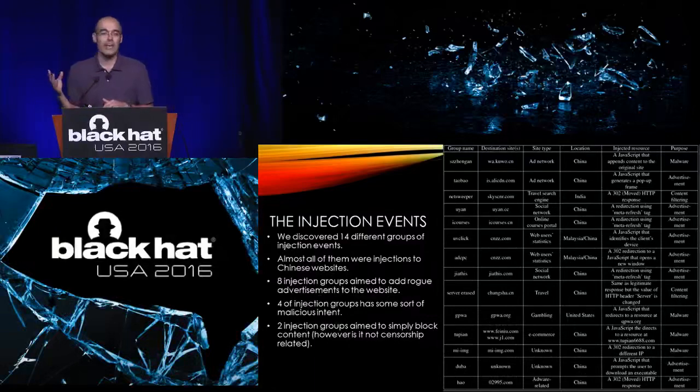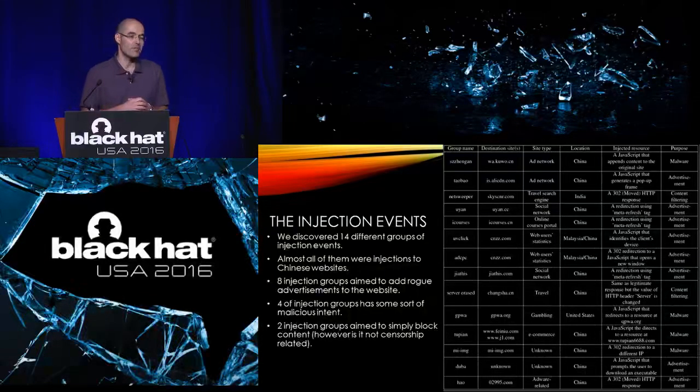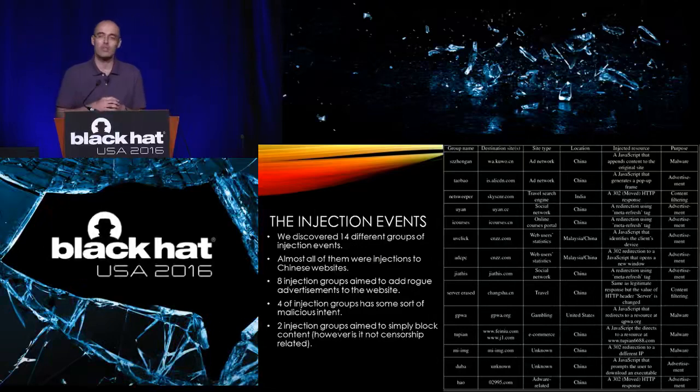8 out of the 14 injection groups had the purpose to inject advertisement, to add an advertisement to the website. Of course, this is in order to increase the revenue of the injector, to make more money by injecting the advertisement. 4 of the groups had distinct indications of malicious intent to compromise the client, and 2 of them aimed to block content, but they were not censorship related. There were other injections we have found that were censorship related, and I will talk about them later on.